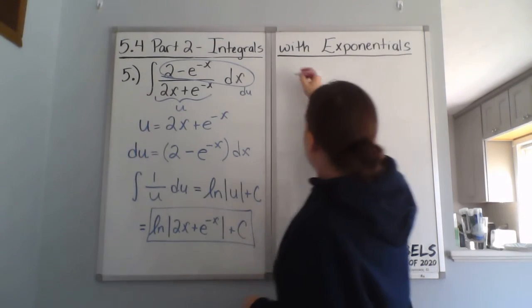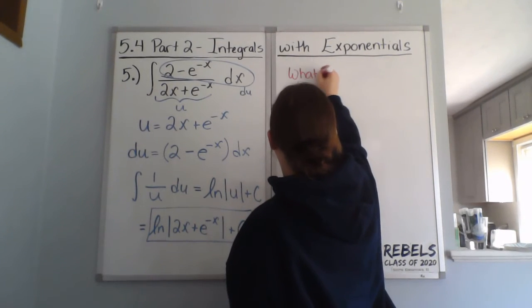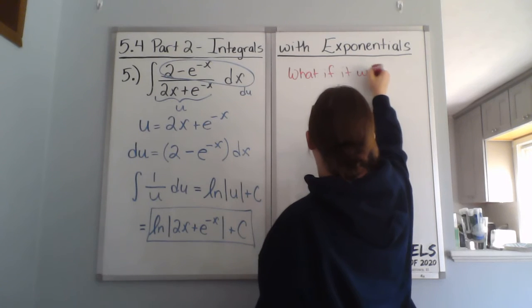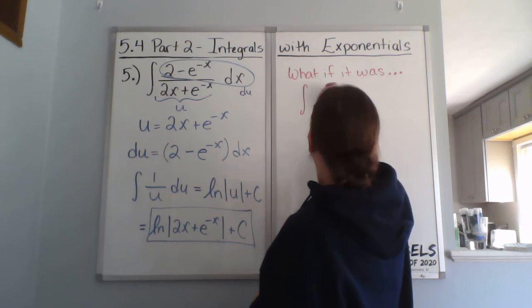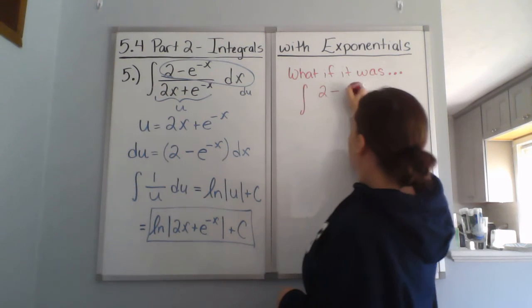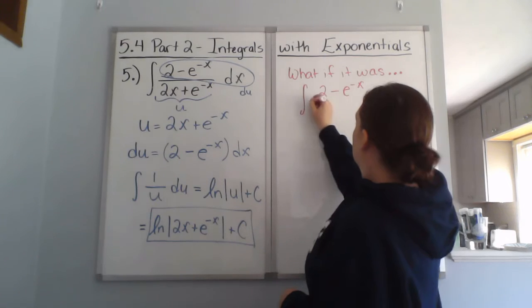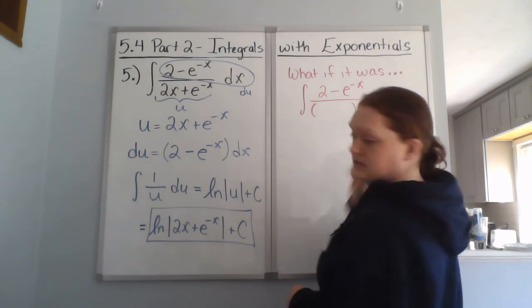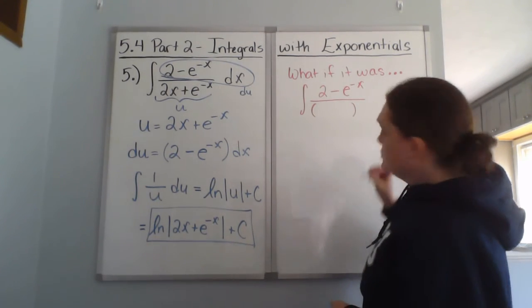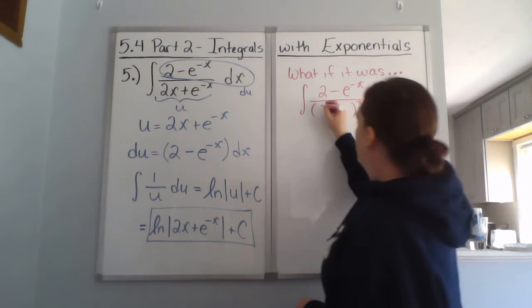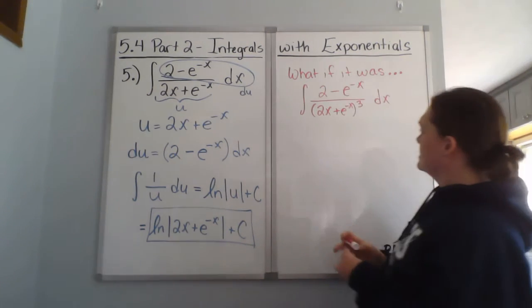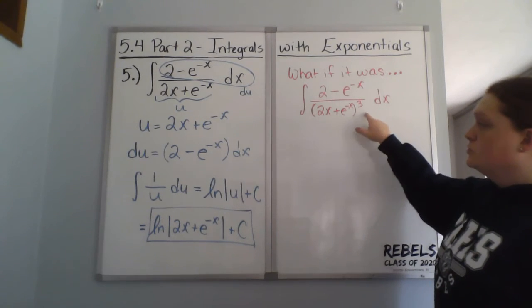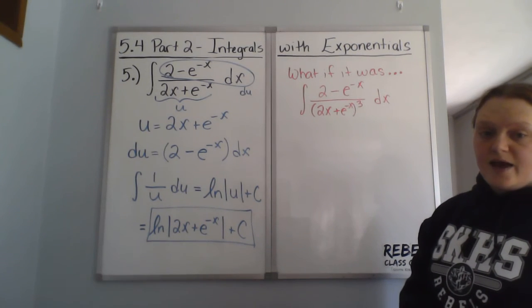Okay, so what if it was this instead? Antiderivative. The top is still 2 minus e to the negative x. The denominator, though, is parentheses cubed. And I have in the parentheses 2x plus e to the negative x. Sorry, that got a little messy, but parentheses cubed around the denominator. So what's going to happen there?